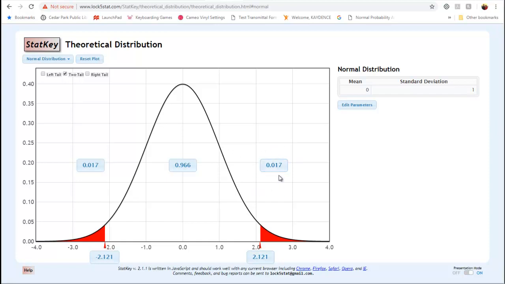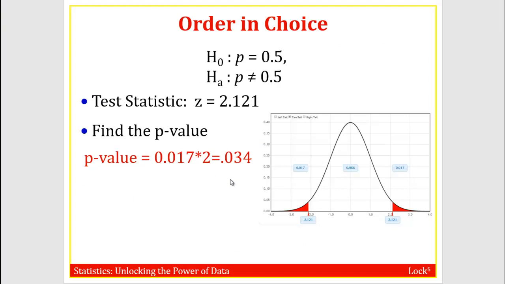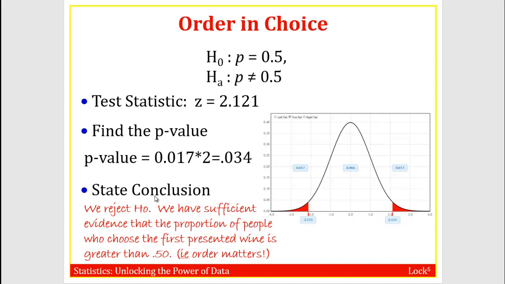Now because this is a two-sided, or in other words a two-tailed test, then I have to add the area in both tails together. So that 0.017 plus the 0.017 on the other side. When I do that, I get a p-value of 0.034. Now all I have to do is state my conclusion. 0.034 is low, and when p is low, H0 must go. So we're going to reject the null hypothesis. We do have sufficient evidence that the proportion of people who choose the first presented wine is greater than 0.50. Or in other words, the order of the presentation does seem to matter.